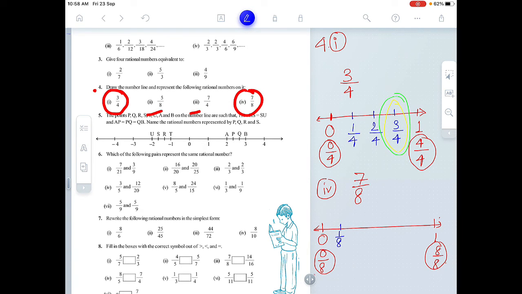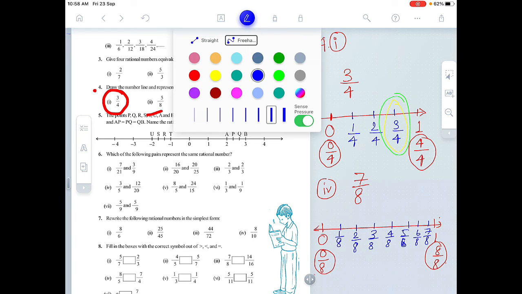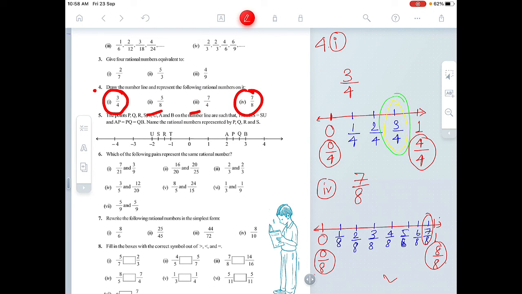1 by 8, 2 by 8, 3 by 8, 4 by 8, 5 by 8, 6 by 8, 7 by 8, and here we are getting 7 by 8, which is asked in the question. In this way we will find this.